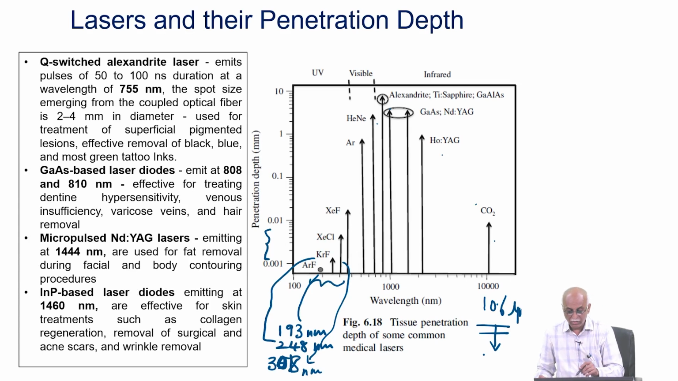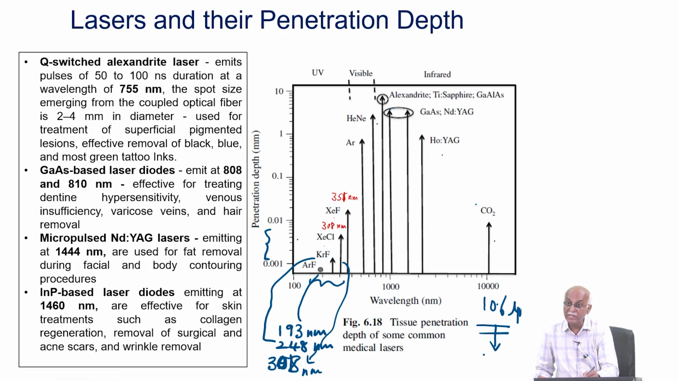Before we go forward, just to give you an idea, to a certain extent you already know that if I use UV lasers, ultraviolet lasers such as xenon fluoride, which is 351 nanometer, xenon chloride 308 nanometer, or krypton fluoride 248 nanometer, or argon fluoride 193 nanometer.